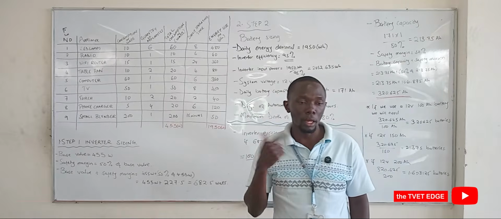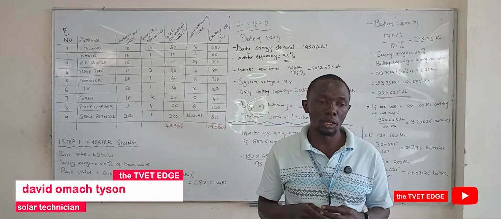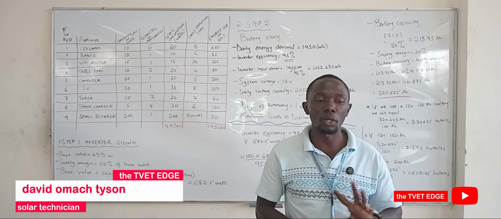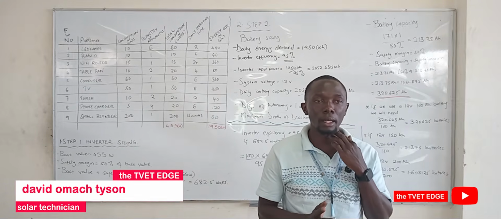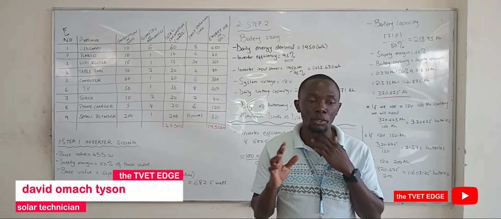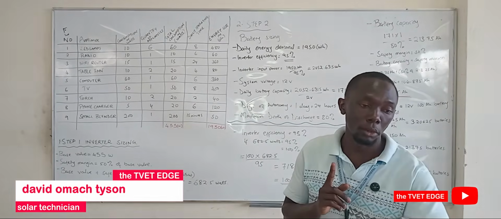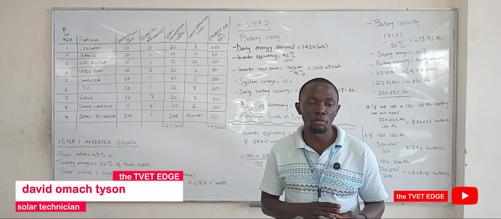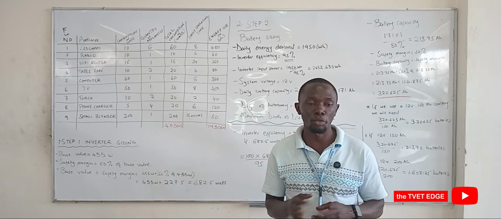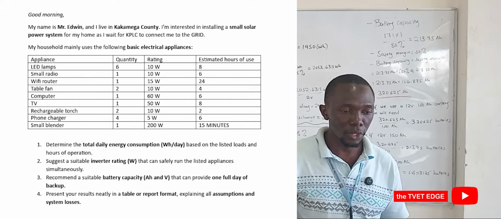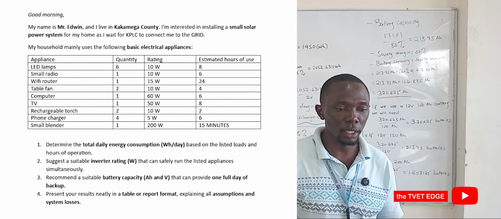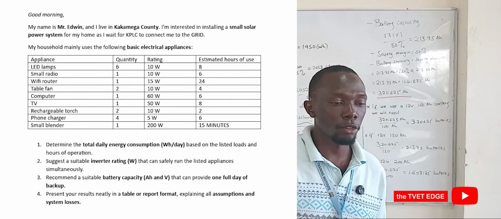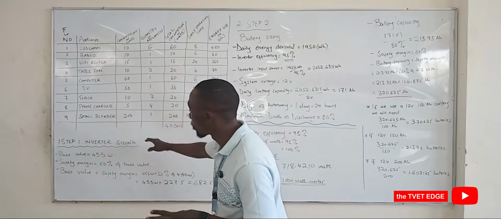But later on, after we finish this, we can redo the same exercise but use a 24-volt system and then a 48-volt system and see how different it will affect our overall size and the capacities of the different components. And we shall also analyze the financial aspect of changing the system voltage from 12 to 24 and then 24 to 48. And then present your results neatly in a table or report format, explaining all assumptions and system losses.